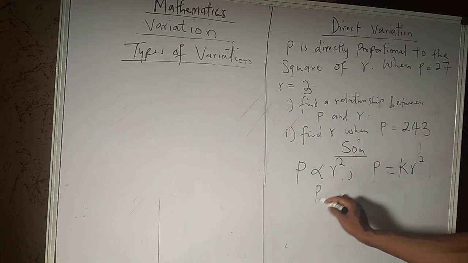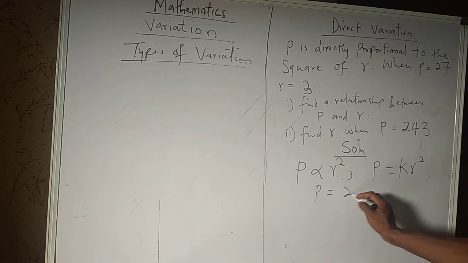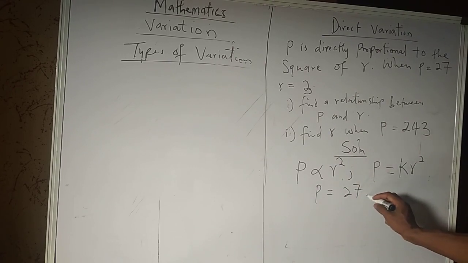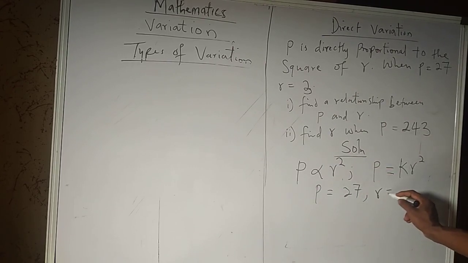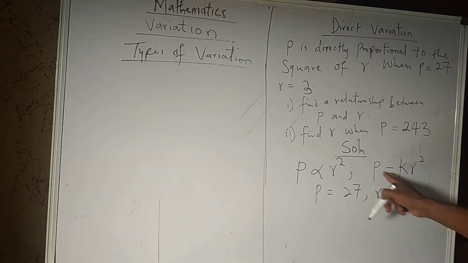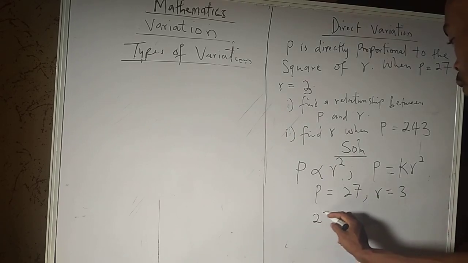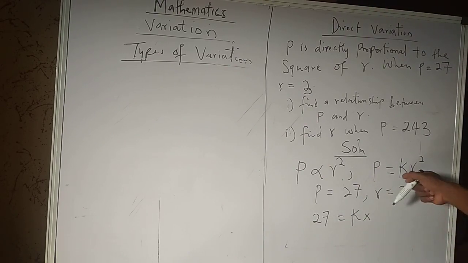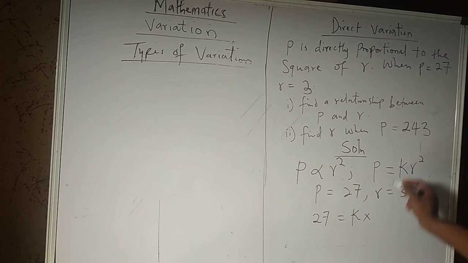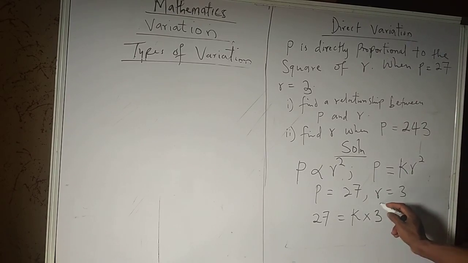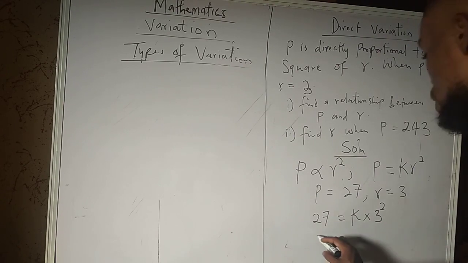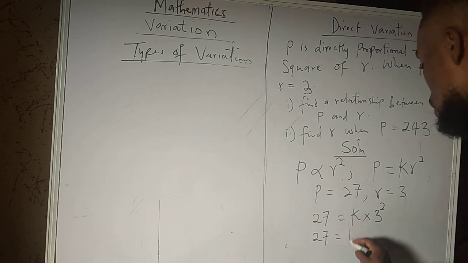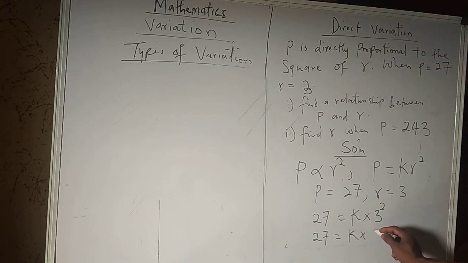But the question has already told us that when P is 27, R is equal to 3. So P is 27 means we are going to have 27 equals K times R squared actually, this is multiplication. So R is 3, then squared. So if you have that, you're going to get 27 equals K times 3 squared, which is 9. Okay, 3 squared is 9.